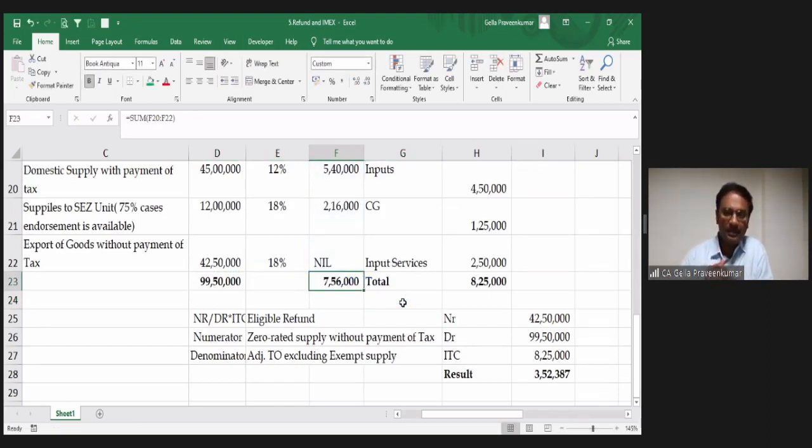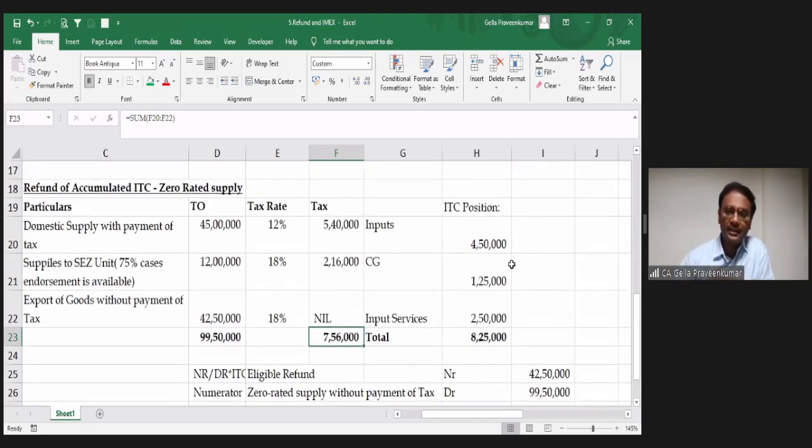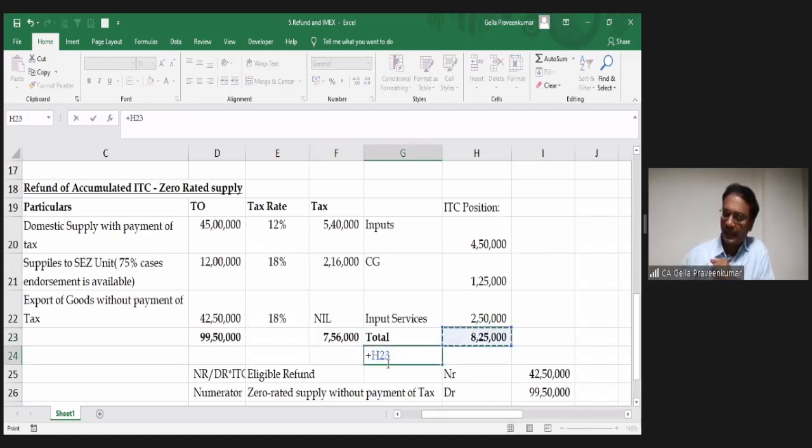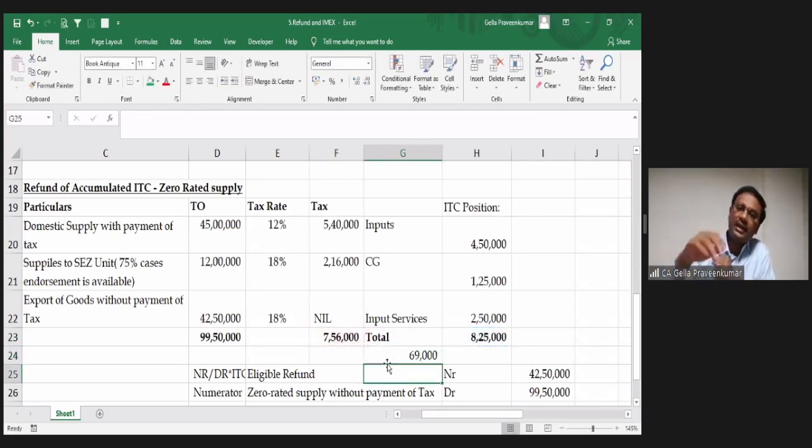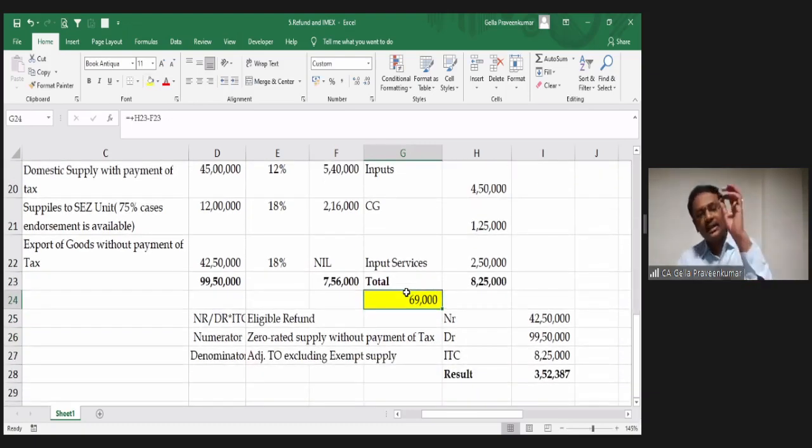I repeat. My output tax, when I pay, I use it from ITC. Out of my purchases, out of 8,25,000, 7,56,000 has been utilized. So how much is left out? 69,000. Now, 69,000 is the input tax accumulated during that month.